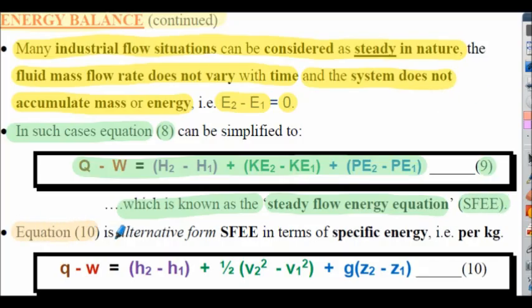Equation 10 below shows an alternative form of the steady flow energy equation in terms of specific energy, what I sometimes refer to as a specific steady flow energy equation, and thus all the terms are now per kilogram. Notice the change in symbols: uppercase symbols used in equation 9, but lowercase symbols used in equation 10.